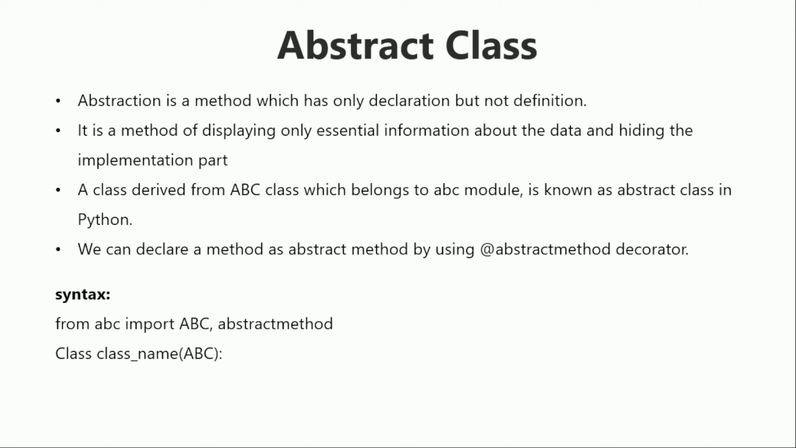We can declare a method as an abstract method by using the @abstractmethod decorator. Whenever you define a method in an abstract class, you can define it as an abstract method with the help of the decorator @abstractmethod. The syntax is: from abc import ABC, abstractmethod. Then the class name, and ABC, the abstract base class, is the argument passed for the class name. Now let us execute and understand how exactly this abstract class works in code.